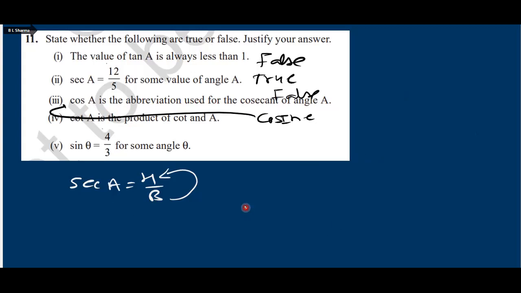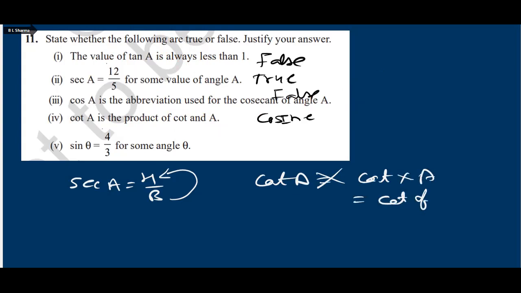Cot A, the fourth part is: cot A is the product of cot and A. No. Cot A is not the product. We cannot write, हम लिख नहीं सकते, cot A is not equal to cot into A. Yes, it is cot of angle A. ये ट्रू नहीं है. cot A और ये दोनों का प्रोडक्ट नहीं होता है. That is not true. That is wrong. But this is true.